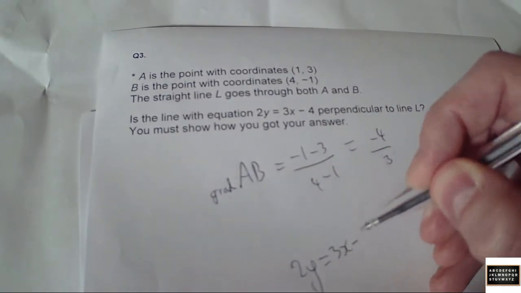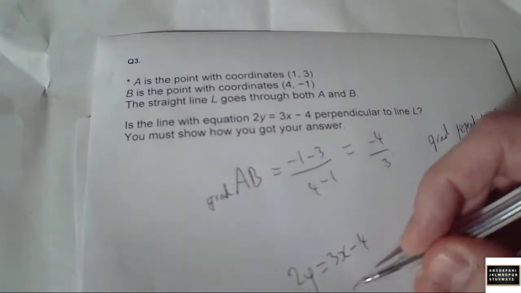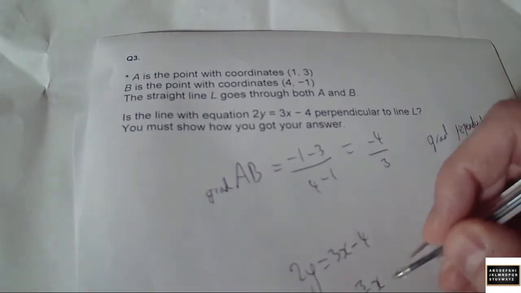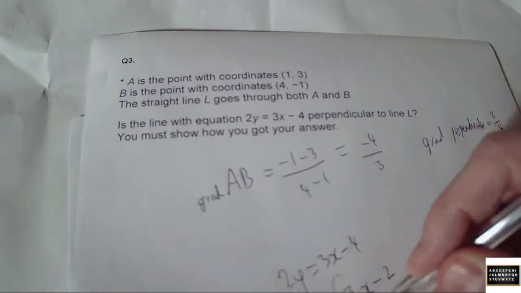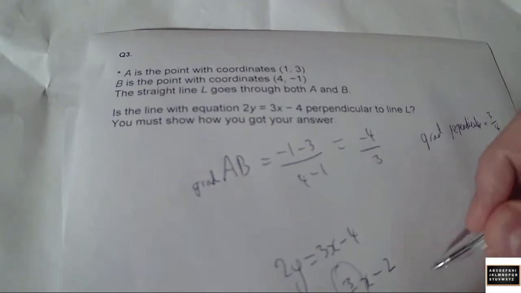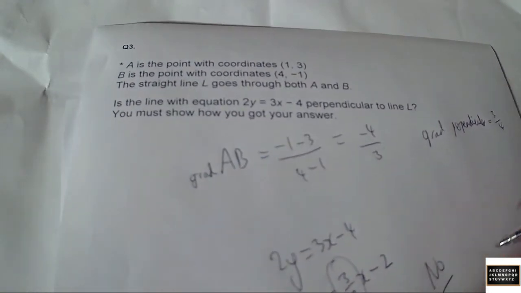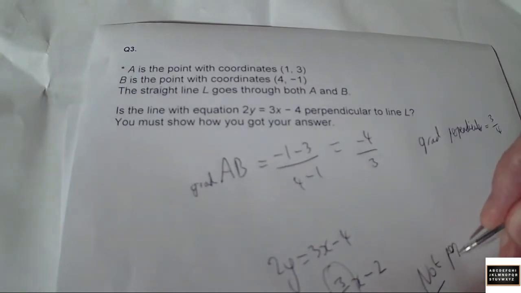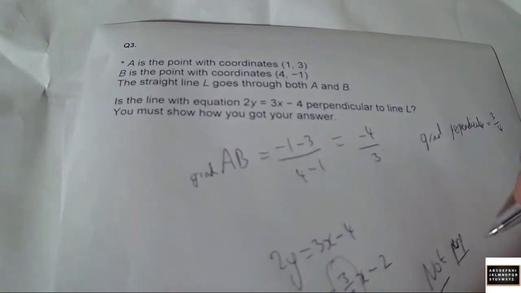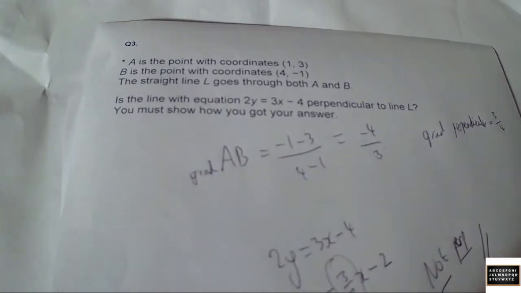I can see it isn't, but we just need to show that. So 2y equals 3x minus 4. In y equals mx plus c form, this is y equals 3 over 2 x minus 2. And this does not match with 3/4, so it is not perpendicular, because it would have to be the same. And it's not. So it's not perpendicular. So I'm happy with that. Say I've done that.